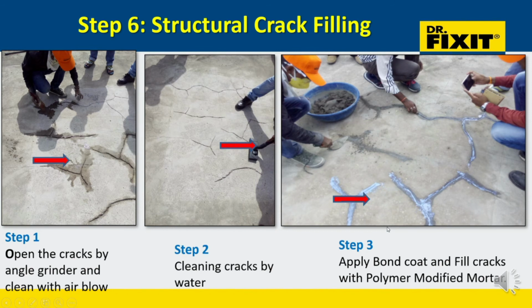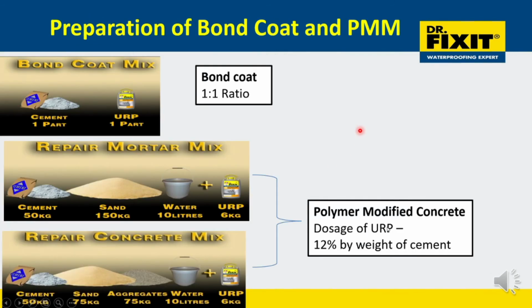Let us see further. With the help of this chart, this slide, I would like to explain how to make the bond coat, repair mortar, and repair concrete mix. It's very simple. The bond coat is used for joining the old and new surface. The ratio is 1 part of cement and 1 part of URP. Mix and apply. When there is tackiness, then you can do the job over it.